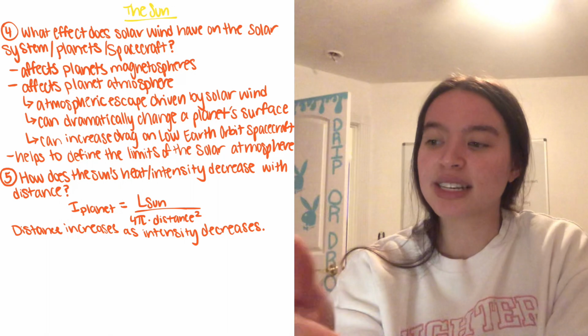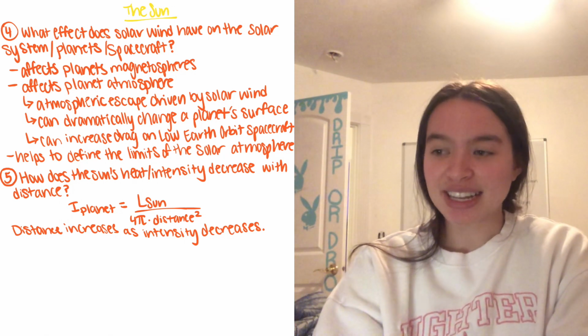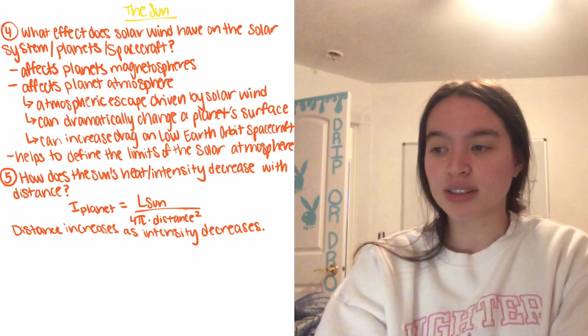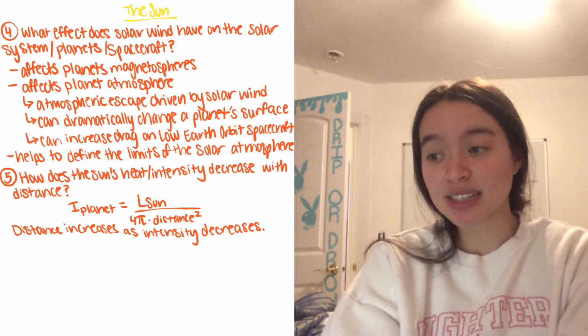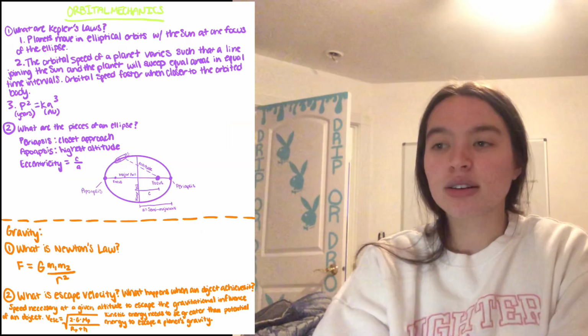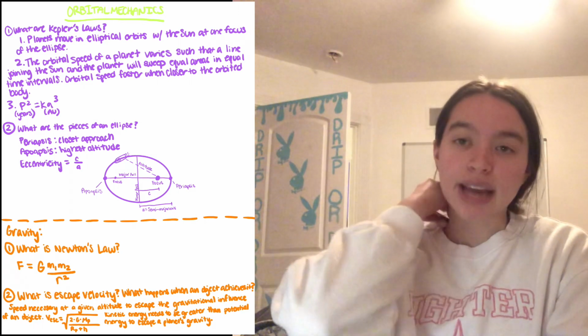How does the sun's heat and intensity decrease with distance? This is an equation. Intensity at a planet equals L sun over 4 pi distance squared. As distance increases, intensity decreases. Next topic is orbital mechanics. The first question is, what are Kepler's laws?